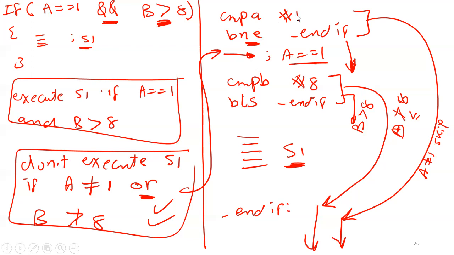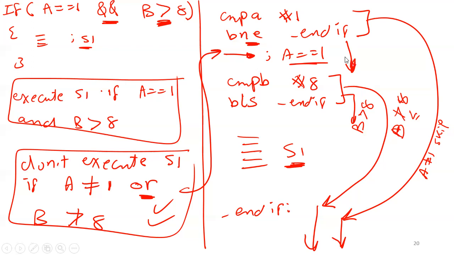I'm going to compare it to 1, and then I'm going to say branch if not equal to end. So I'm going to check the first condition. If the first condition is false, false means not equal. If it is not equal, go outside. I'm done. So I went outside here. I skipped this one. Now, if this branch is not taken, and I come this way, what does it mean? It means A is equal to 1.